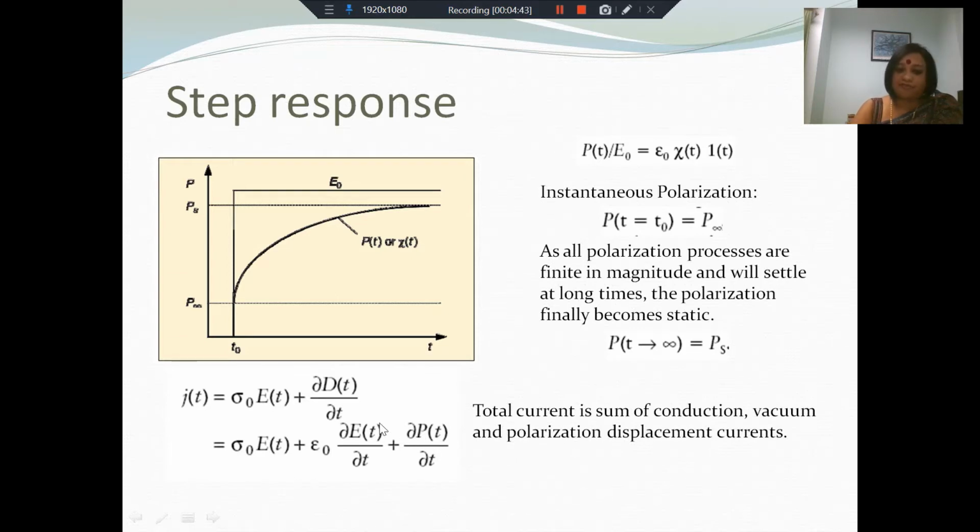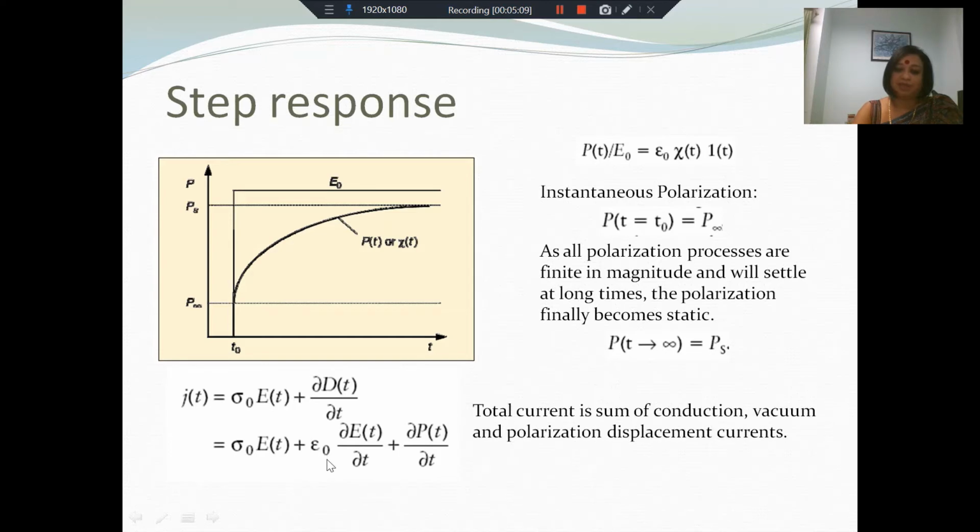Now, if you have vacuum, you will have the second component, but you will not have the third component. In a dielectric material, which is non-vacuum, you will have both these components. So therefore, the total current that flows in a dielectric as soon as you apply an electric field across it comprises three currents. The first is the conduction current, the ohmic current, which flows due to a DC conductivity. Then you have what is called the vacuum current.